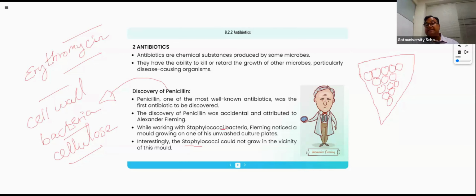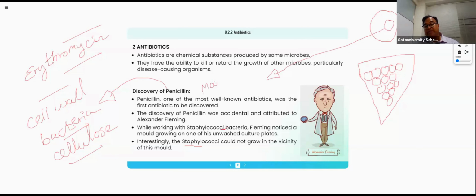So this is an accidental discovery. We used to call it serendipity, because he was trying to understand the Staphylococcus growth. At that time he found out that in a certain place of the nutrition medium, Staphylococcus was not growing properly. That is because of the mold. That mold fungus is nothing but Penicillium.